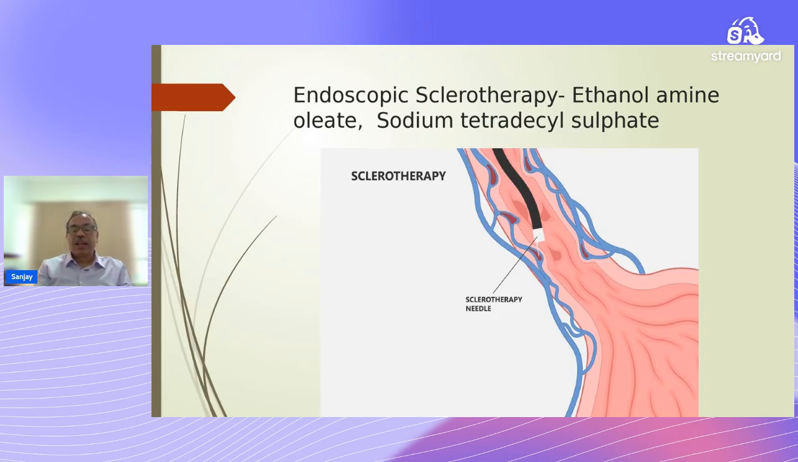Basically, the sclerosants which can be used could be ethanolamine oleate or sodium tetradecyl sulfate. These sclerosants are infused endoscopically, either intravariceal, that means within the varices, or paravariceal, that means surrounding the varix. It causes a sclerotic reaction and obliteration of esophageal varices. Sometimes the risk of rebleeding may occur, which has to be taken care of.